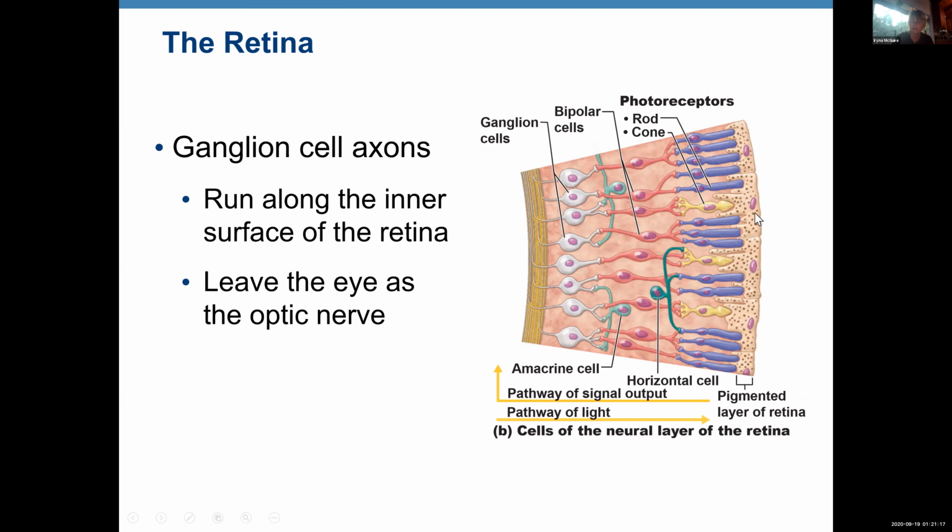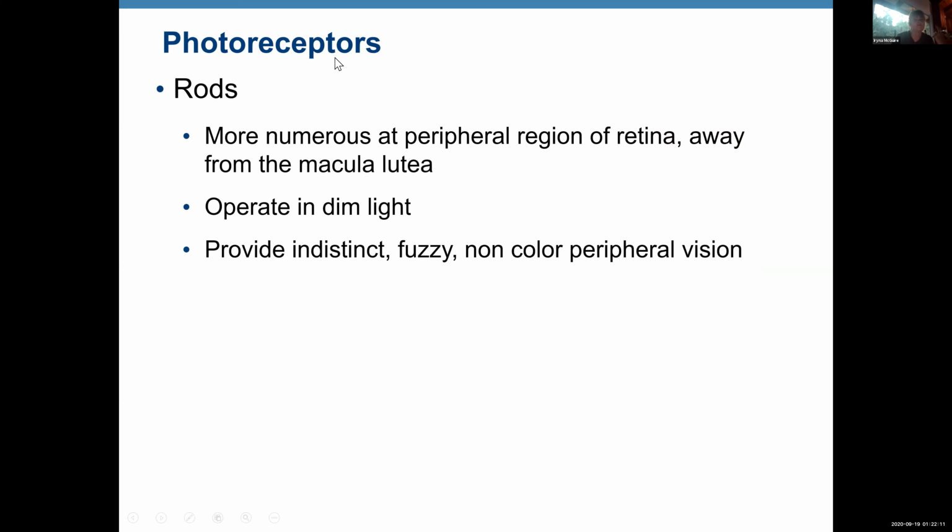You can see first the pigmented layer of the retina, which is like epithelial cells. Their job is to absorb light and not allow it to reflect back. And then we have the neural layers. We have photoreceptors, rods and cones. Then bipolar cells, and then ganglion cells. Ganglion cells have long axons, and their axons make the optic nerve. Also, we have amacrine cells and horizontal cells that allow communication between these layers of cells. Ganglion cell axons run along the inner surface of the retina and leave the eye as the optic nerve.